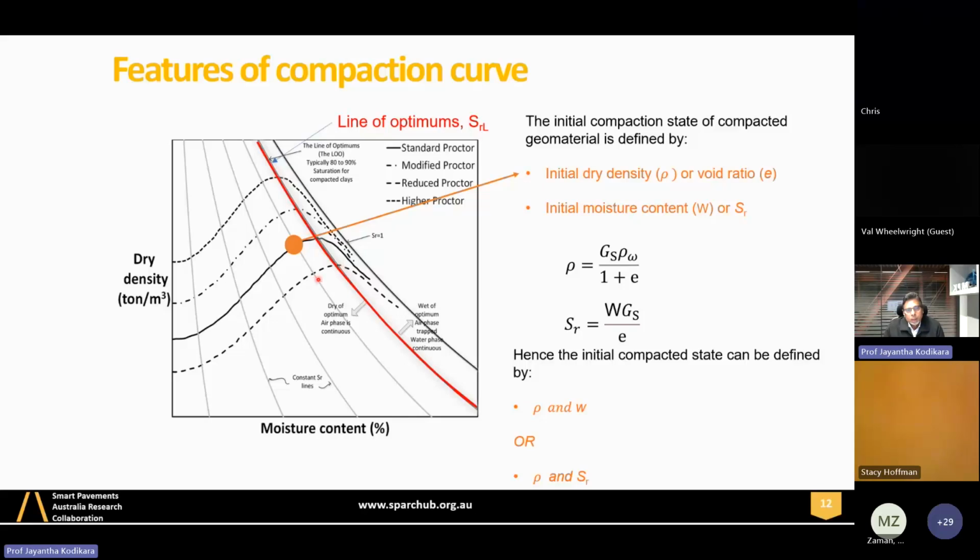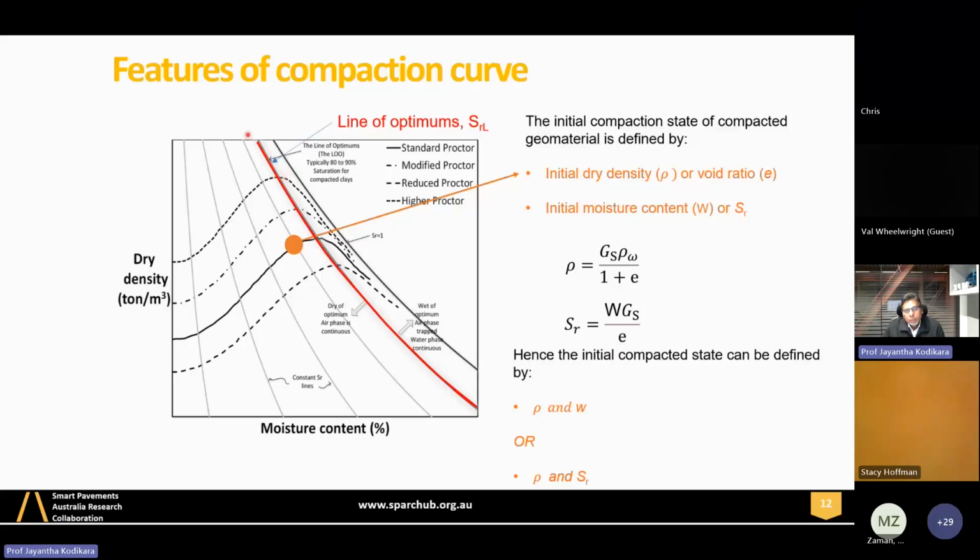But one interesting thing here is, if you link all the points of the optimum, you get the so-called line of optimums. And the line of optimums falls on a certain degree of saturation line. So these are the degree of saturation lines, and degree of saturation is defined like here: how much water is in the voids, from your water content and the void ratio. It's a combination of density and moisture content.